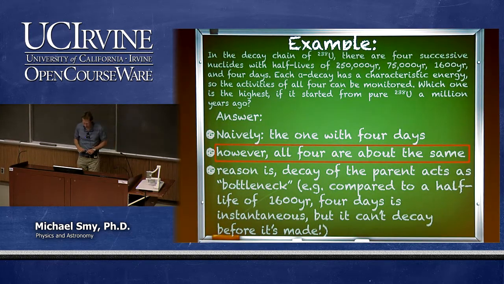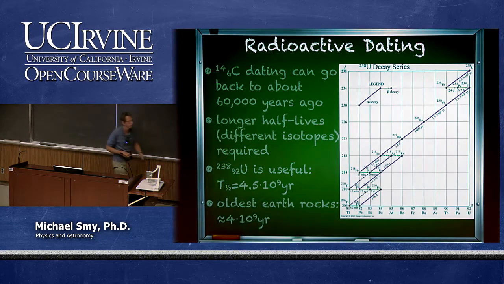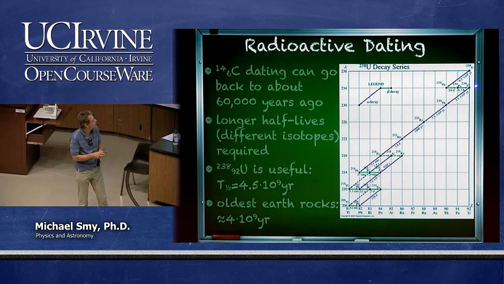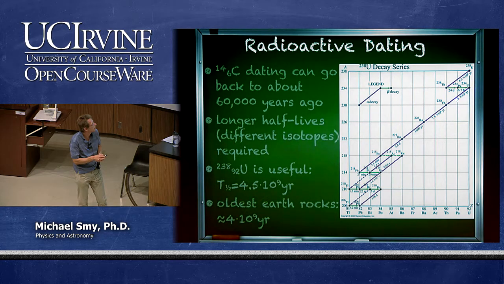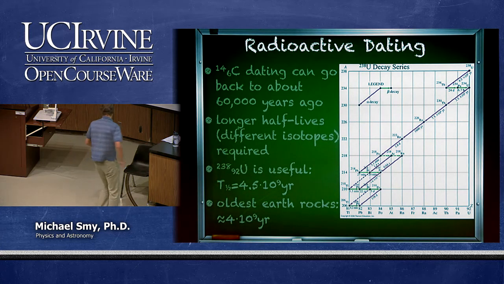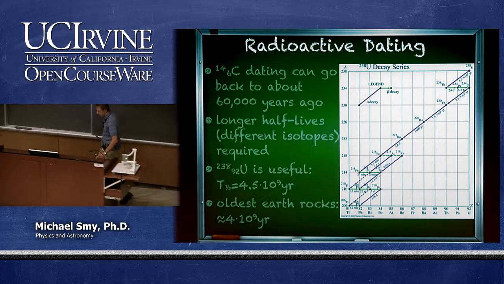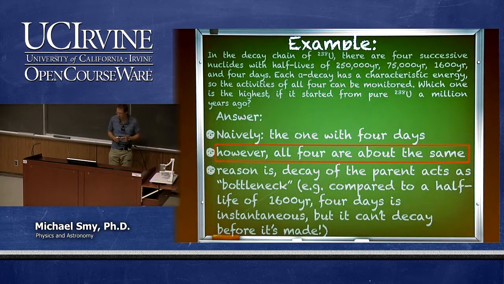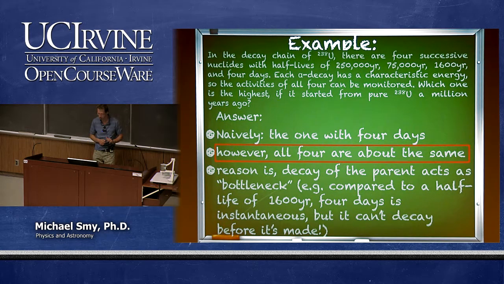So let's look at an example. In the decay chain of uranium-238, there are four successive nuclides with half-lives of 250,000 years, 75,000 years, 1,600 years, and 4 days. So let's look back at those to find them. It's this alpha decay chain. So this one is the very long one and gets shorter. This one is only 1,600 years, and this one is only 4 days. And the question is, given that we have those largely different half-lives, which activity is the highest if it all started from pure uranium-238 a million years ago?